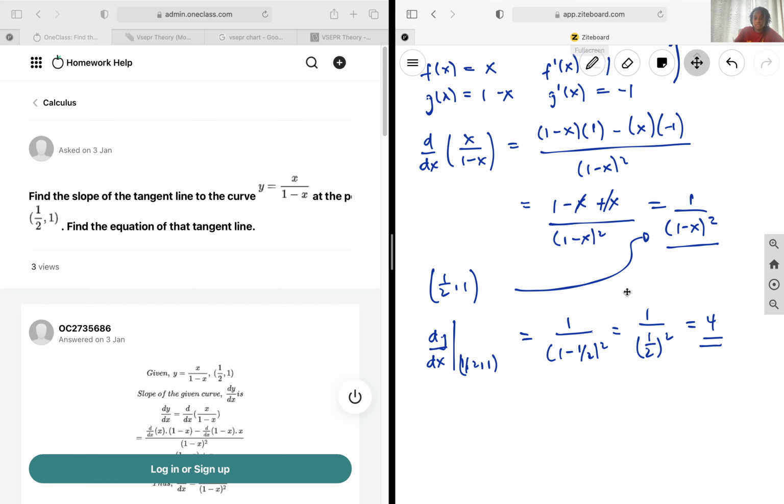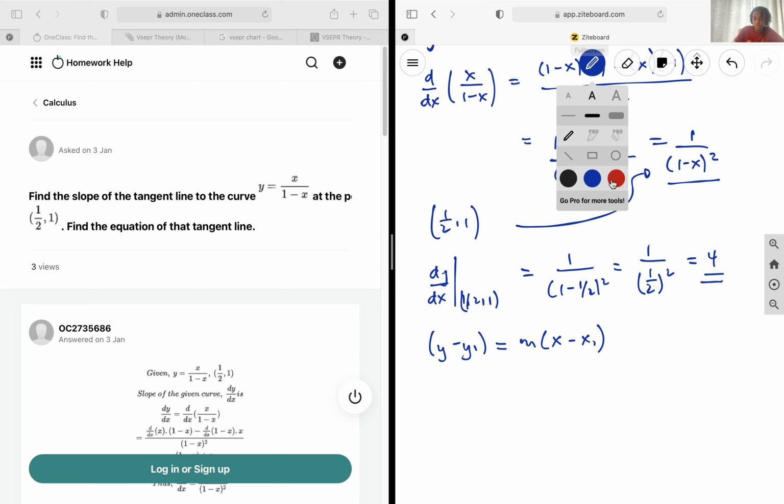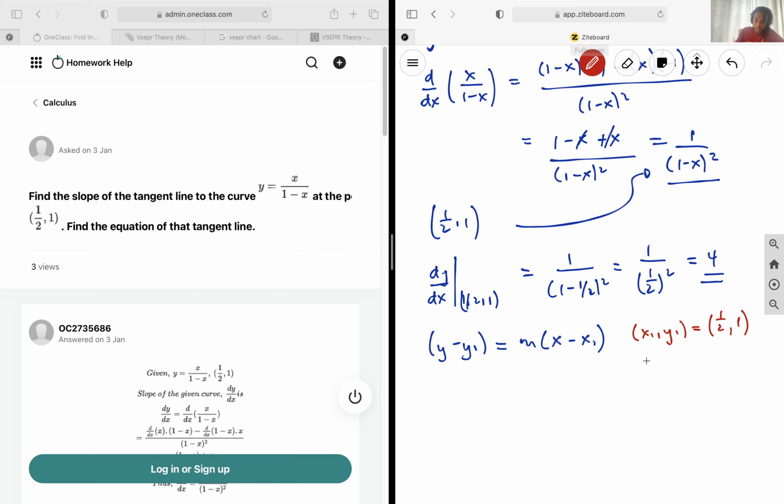In order to find the equation of the tangent line, we just write down the general equation for finding the equation of a line, and that is going to be y minus y1 is equal to m into x minus x1. Okay, and so we have the points x1, y1 is (1 over 2, 1), and m is equal to 4. So we're just going to want to put all of those values back into this equation. And it becomes y minus 1 is equal to 4 into x minus 1 over 2.